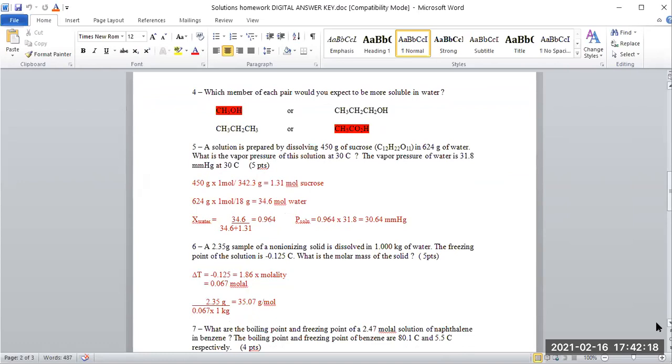Remember that when you are doing your mole fraction, you are putting the one that you're looking for on the top and all of them added together on the bottom. And typically your solvent, which in this case happens to be the water, is a significantly larger mole fraction, far closer to the 1.0 value. So we've got 0.964 times your given value, vapor pressure of water, implying that the water is pure, 31.8.